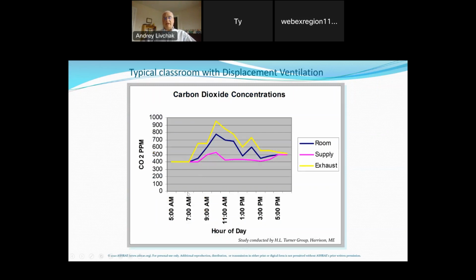You can see that class starts around 7 a.m. We can see how CO2 stratifies. We have low concentration in supply naturally, higher concentration in the classroom itself, and even higher concentration in exhaust. So we can see that CO2 stratifies in the room, providing better indoor air quality with actually the same amount of supply air.